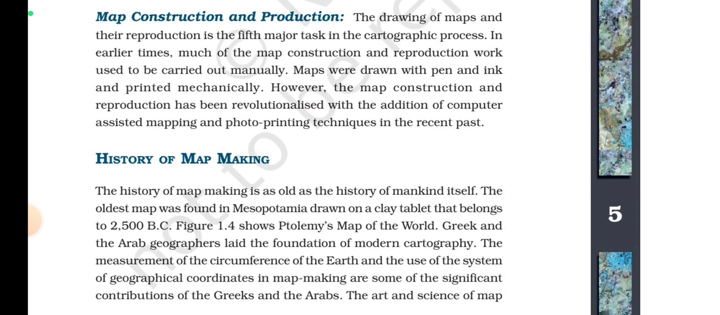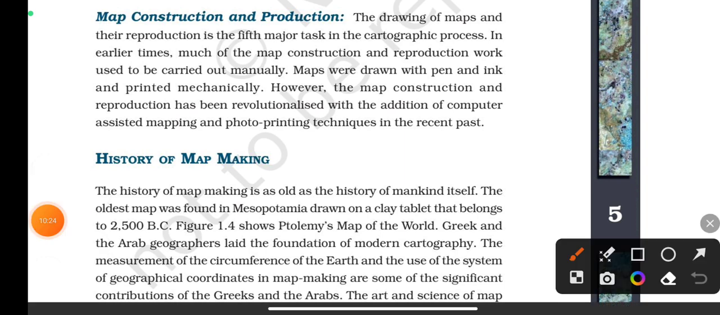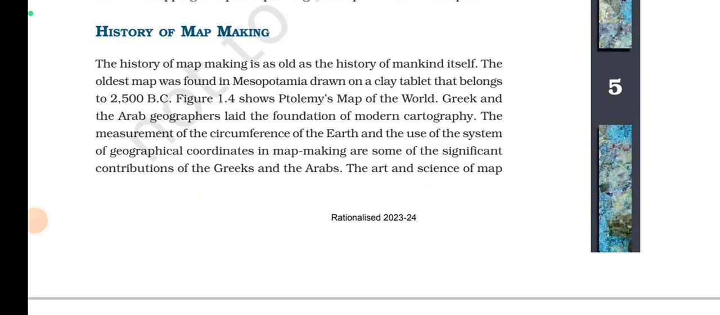Map construction and production. The drawing of maps and their reproduction is the fifth major task in the cartographic process. In earlier times, much of the map construction and reproduction work used to be carried out manually. Maps are drawn with pen and ink and printed mechanically. However, the map construction and reproduction has been revolutionized with the addition of computer-assisted mapping and photo printing techniques in the recent past. History of map making.